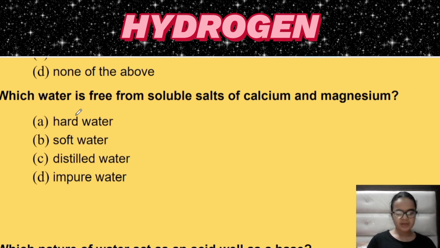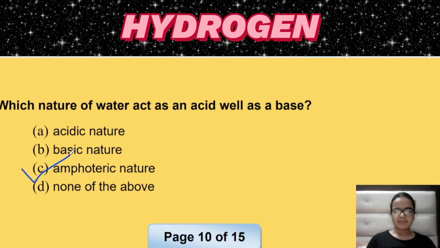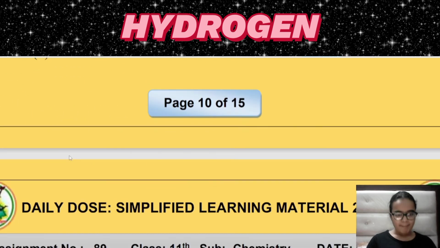is very obvious, that is soft water, because the water which contains soluble salts of calcium and magnesium is known as hard water. Next question is, which nature of water act as an acid as well as a base, and the answer is amphoteric nature. We have been studying this since a very long time, that amphoteric nature is seen in the substances which behave both as an acid and the base.